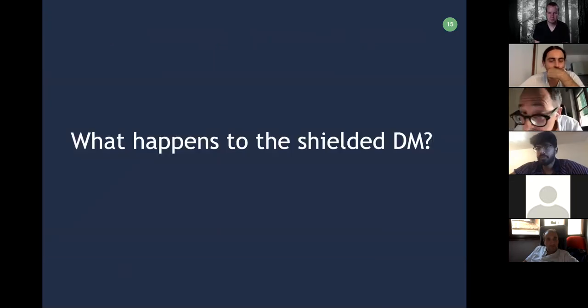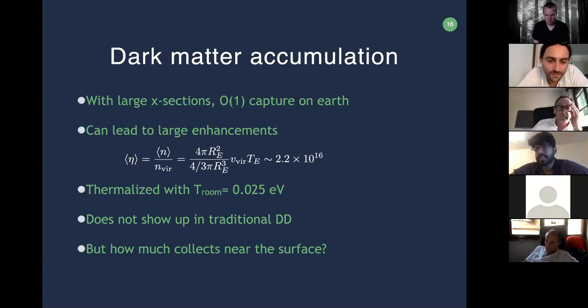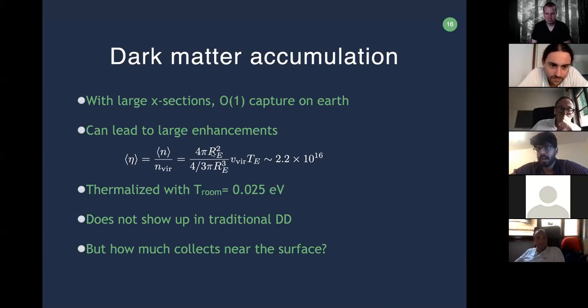And what happens to the shielded dark matter is the next question. This dark matter accumulates. With large cross sections, order 1 gets captured on Earth, and this can lead to large enhancements. What kind of enhancements are we talking about? Let's just take the best case scenario where all the dark matter gets captured. Then you just put the flux times the cross section area of the Earth divided by the total volume. And when you divide it by the virial number density, you get this huge number, 2.2 × 10^16.